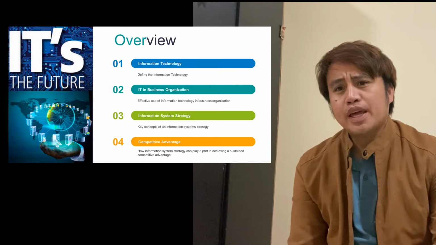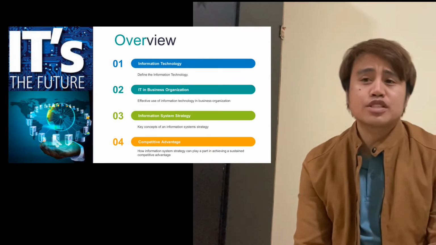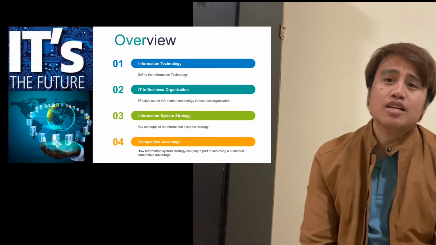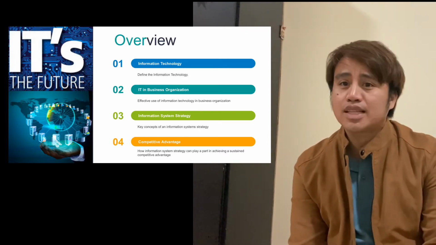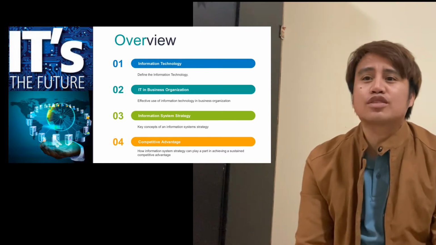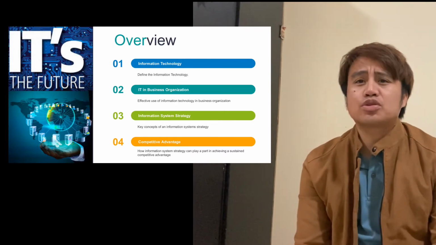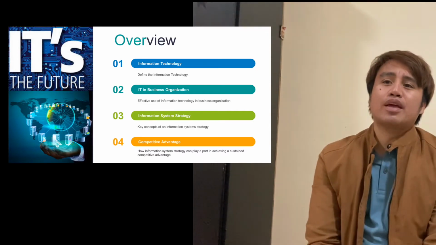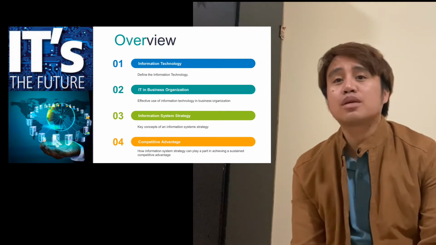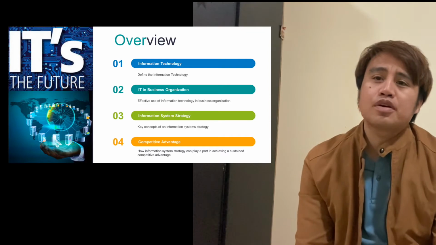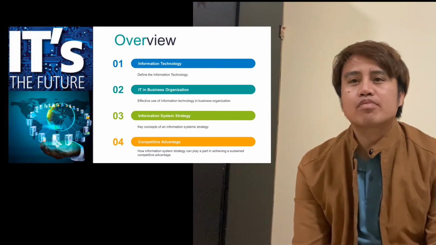So in this lesson, we are going to explain the effective use of information technology in business organizations. And we are going to summarize key concepts of an information systems strategy, and explain the concept of sustained competitive advantage. And also, we are going to describe how information systems strategy can play a part in achieving a sustained competitive advantage.